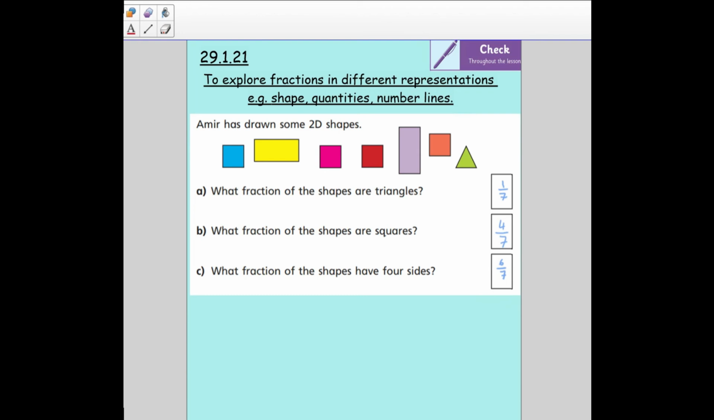Amir has drawn some 2D shapes. So, 1/7 of the shapes are triangles, 4/7 of the shapes are squares, and 6/7 of the shapes have 4 sides.